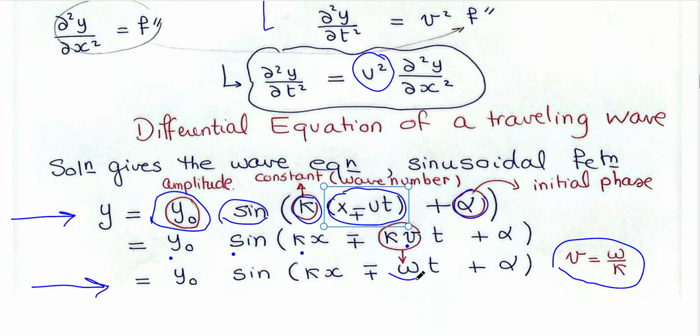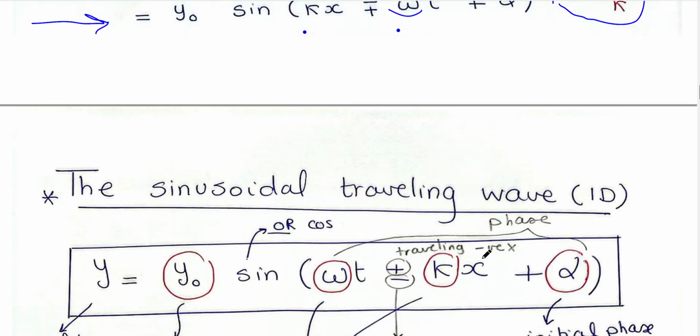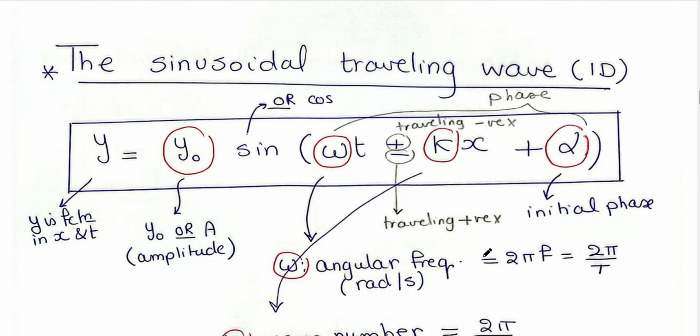Again, if I want omega t to be positive and kx to be negative, I can add 180 to the angle and no problem. So we can write the general equation of the sinusoidal traveling wave in one dimension. This is what you have to understand. The last discussion was just to discuss with you, but here is the wave equation we want to study.